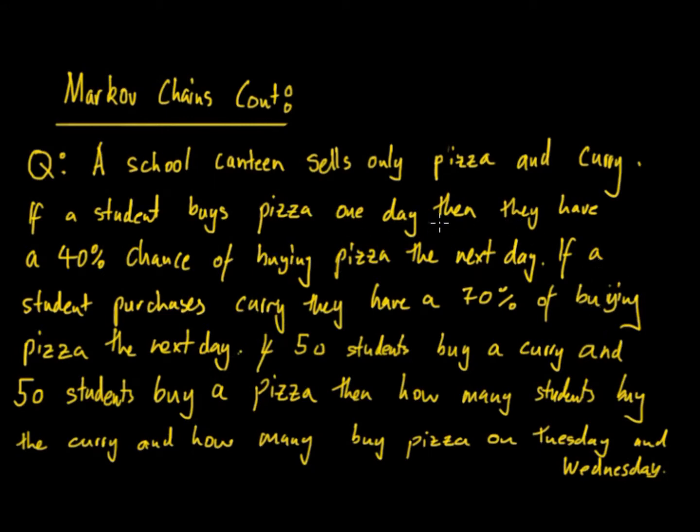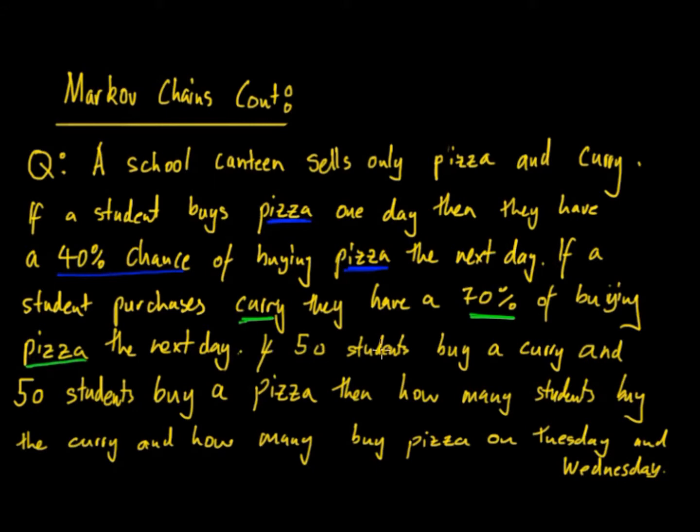Now I do have to be careful here, so you highlight what's important. They have a 40% chance of buying pizza if they bought it one day. So if they buy pizza, then there's a 40% chance that they'll buy pizza the next day. Then, if a student purchases curry, they have a 70% chance of buying pizza. Here's a slight trick: it's not a 70% chance of them buying curry again, it's now buying pizza. So this one was pizza, this one is now curry, pizza. That's fine, we can still derive the four equations, you just have to be mindful of that. And we'll make note of that later on.